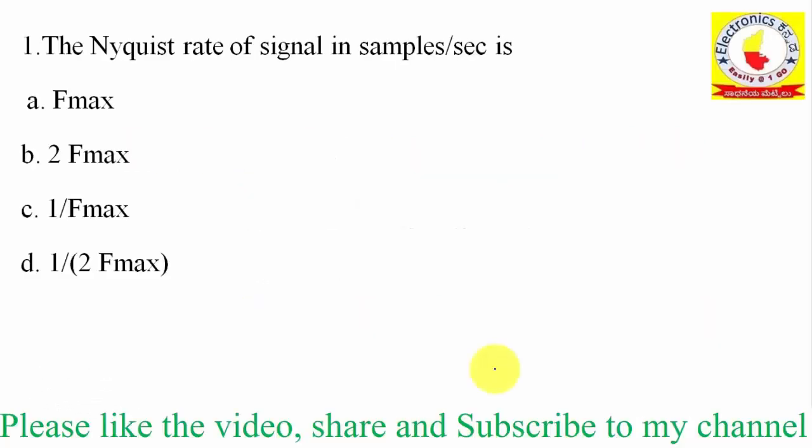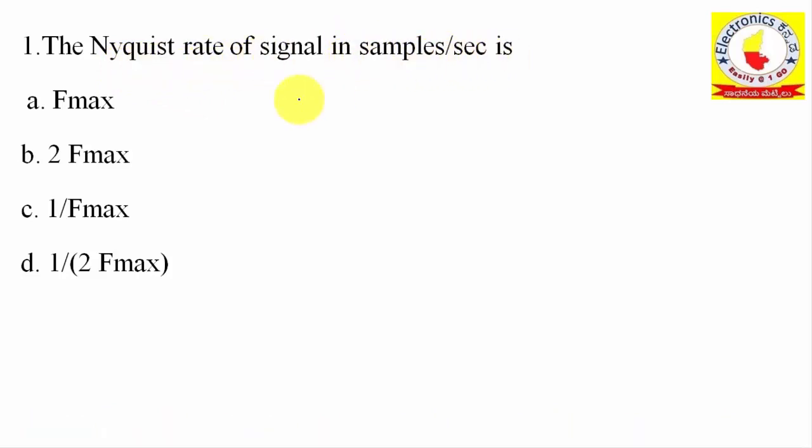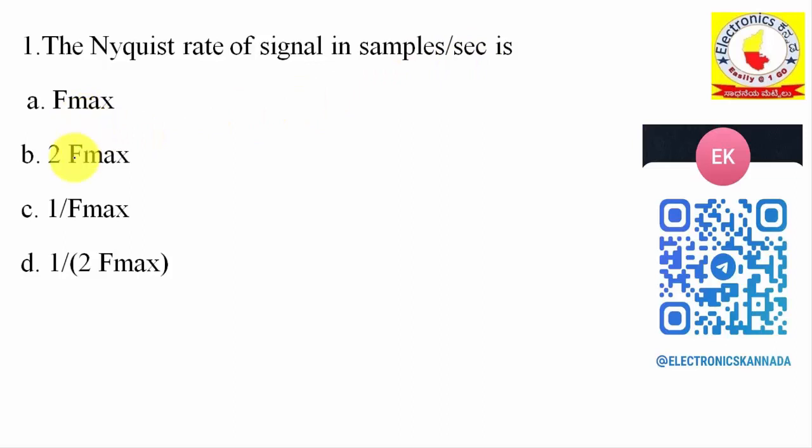Moving on to the first question, what they have given is the Nyquist criteria of a signal in samples per second. First option is F max, second option is 2 times of F max, third option is 1 divided by F max, and the fourth option is 1 divided by 2 times of F max.